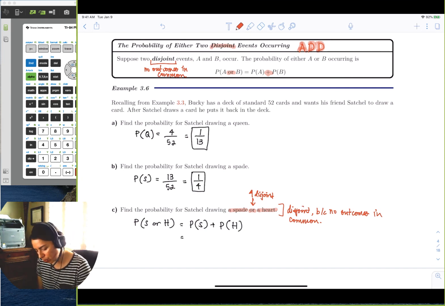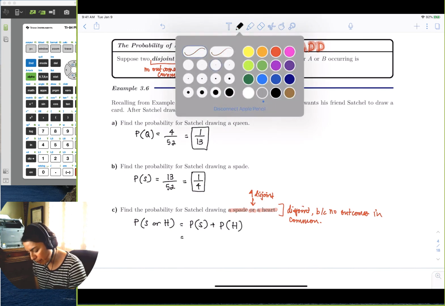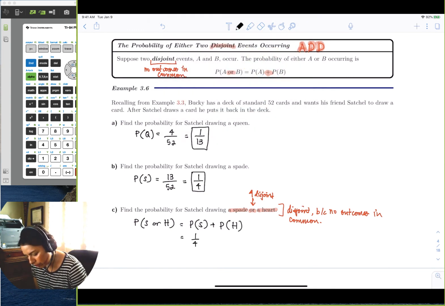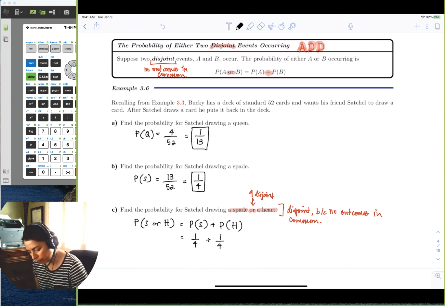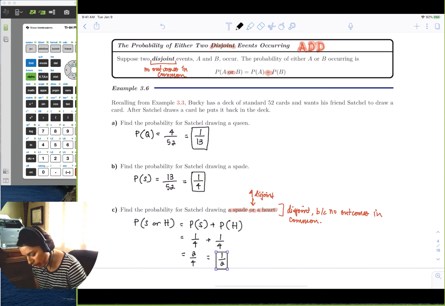No, right? So the probability of a spade would be 1/4 because we just found it. And then 1/4 again because there are 13 out of 52 hearts, which gives you the same probability as above. And that's going to be 2/4, which is 1/2, which makes sense because two suits together make up half the deck.